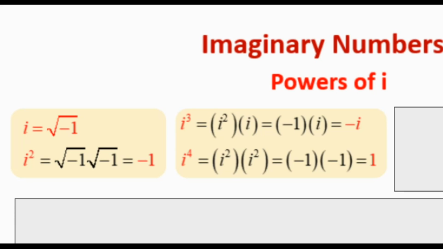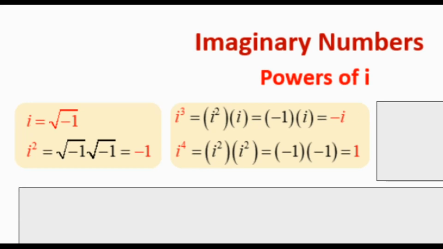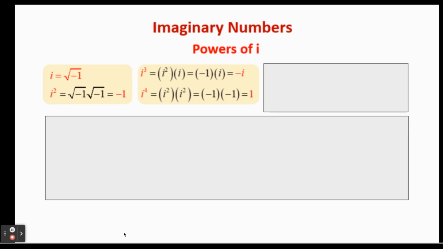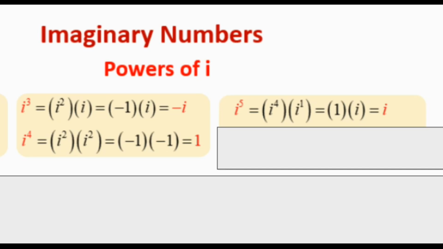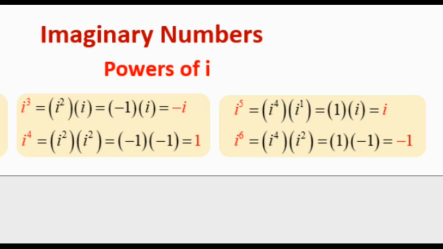Well, what about i to the fourth? i squared is negative 1, so it's like i squared times i squared, which is just negative 1 times negative 1. You get positive 1. Interesting. Well, what about i to the fifth? What about i to the sixth? i to the fifth is i to the fourth times i to the first, and remember, i to the fourth is 1 from the previous problem. So it's 1 times i, which is i. Okay. What about i to the sixth? You get i to the fourth times i squared, which is 1 times negative 1. And I got negative 1.